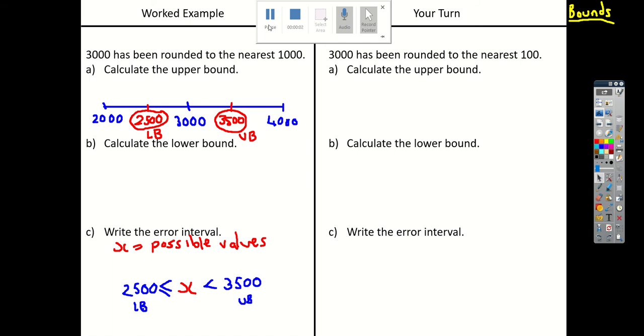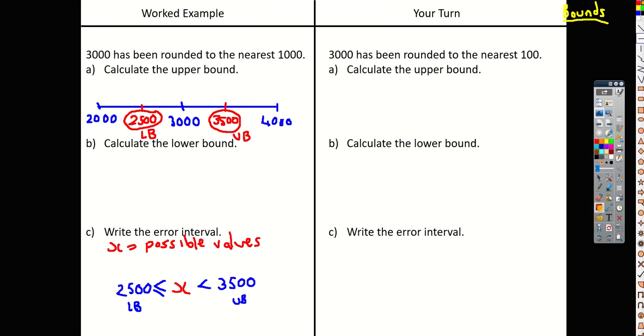For the second example, the question's slightly changed. We've still got the number 3,000, but this time it's been rounded to the nearest 100 rather than the nearest 1,000. And we're going to do the same as before. We're going to calculate the upper bound and then the lower bound, and then we're going to write it as an error interval. So one more time, I'm going to draw a number line to show my possible values.